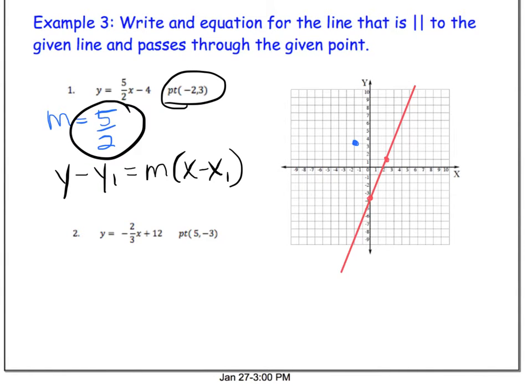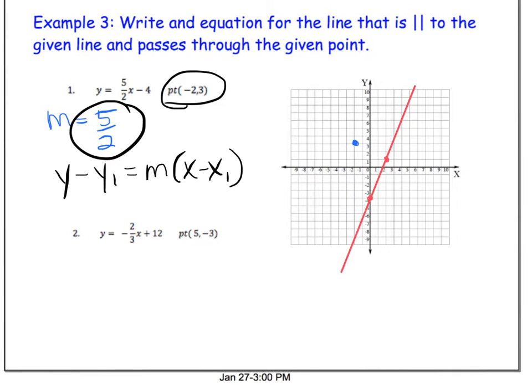You certainly can leave it in point slope form because I didn't give directions that said turn it back into slope-intercept form. All we were asked to do was write an equation of the line that's parallel to the red one and goes through the point negative 2, 3.